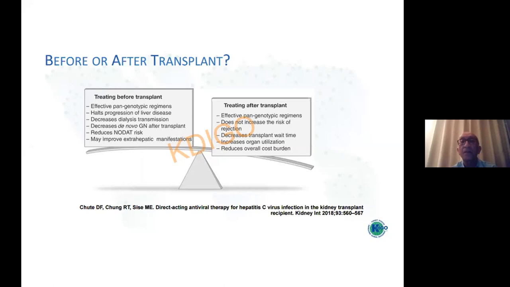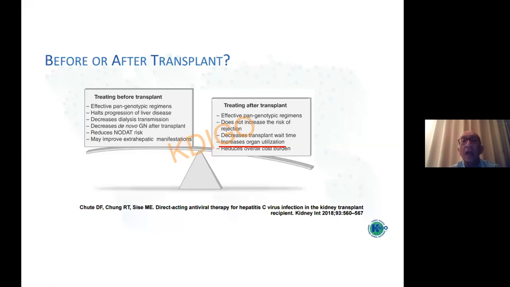Treating the patients before transplantation would stop the progression of the liver disease, would reduce the possibility of de novo glomerulonephritis after transplantation, and reduce the risk of other complications, including new onset diabetes after transplantation, as well as the other extrahepatic manifestations. And the benefit of treating the patients after transplantation is that we reduce the wait time, and we increase the organ utilization available, particularly in deceased donation.